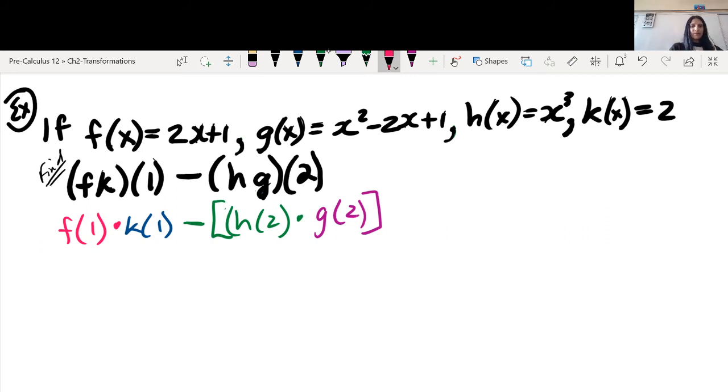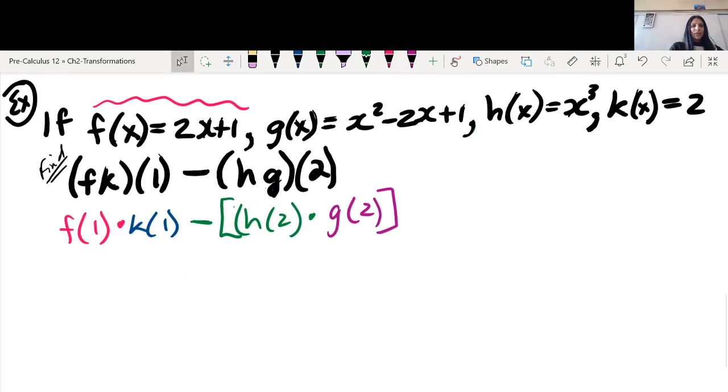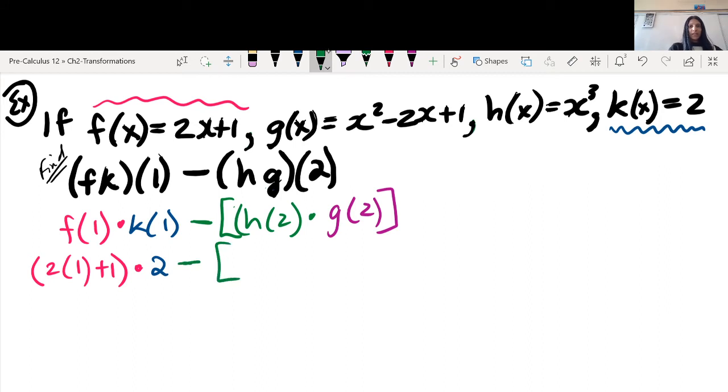F of 1, I'm going to get from over here. So f of 1 would be, I'm going to put it in brackets, I'm going to leave myself some space. It's going to be 2 times 1 plus 1. Times, when I look at k of 1, well, look over here. K of x is equal to 2. So if I plug in a 1 there, it doesn't matter. I could plug in anything. The answer is going to be 2. So this is just multiplying it by the number 2. Minus h of 2.